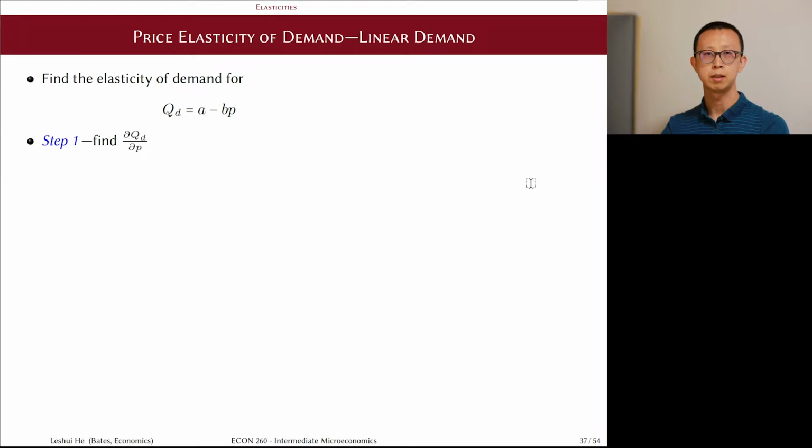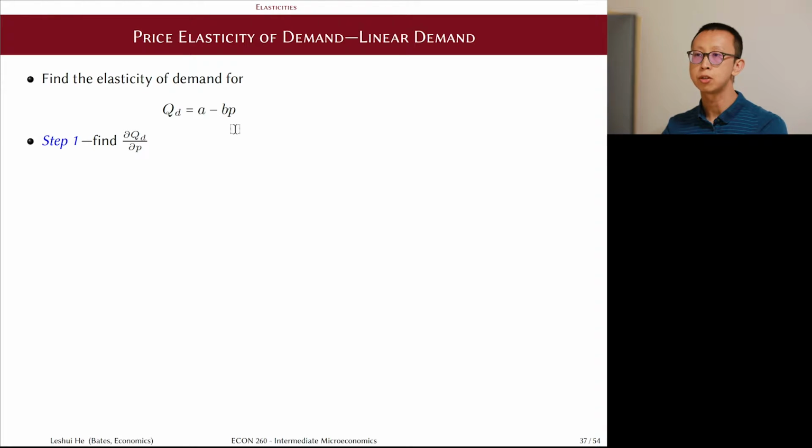Now, having seen the definition of different variations of elasticities, let's use an example of price elasticity of demand and see how this definition of elasticity works through a very simple linear demand function. Now let's look at a general linear demand function that takes the form of QD is equal to A minus BP, where A and B are just some positive constants.